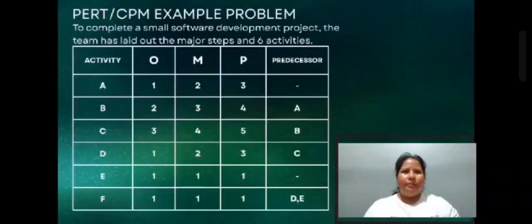So here is an example problem for PERT CPM. To complete a small software development project, the team has laid out the major steps and 6 activities.